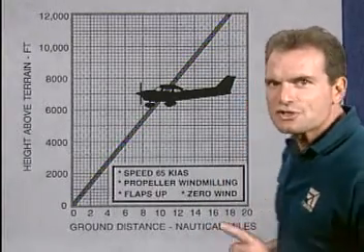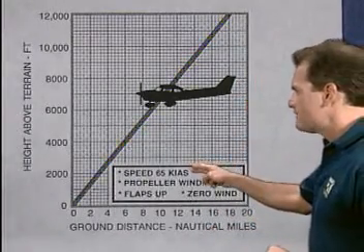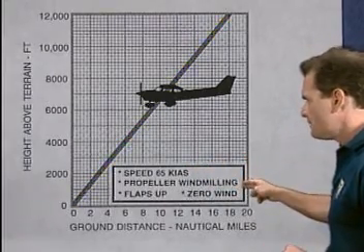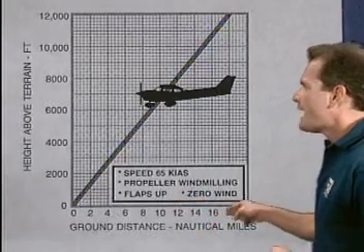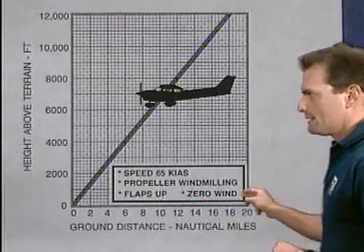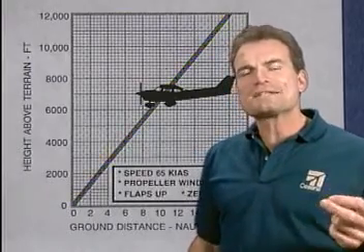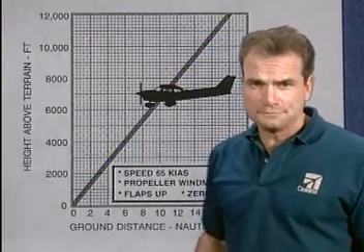Notice that this chart is for when you are at 65 knots indicated airspeed, the propeller is windmilling, the flaps are up, and there is zero wind. If you don't meet all these conditions, your glide distance will not be as shown.